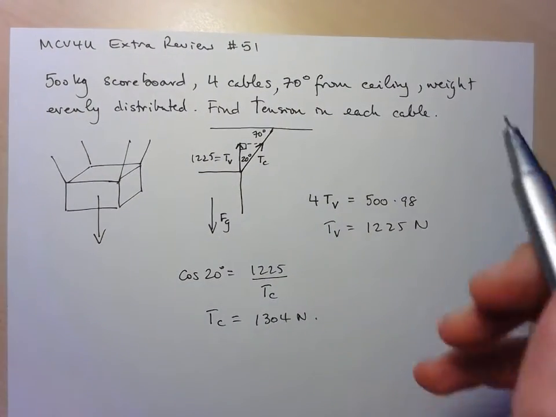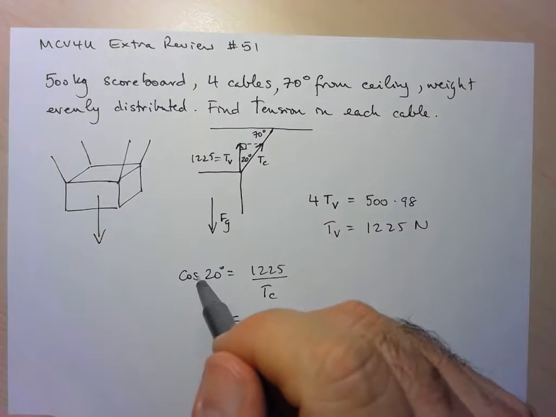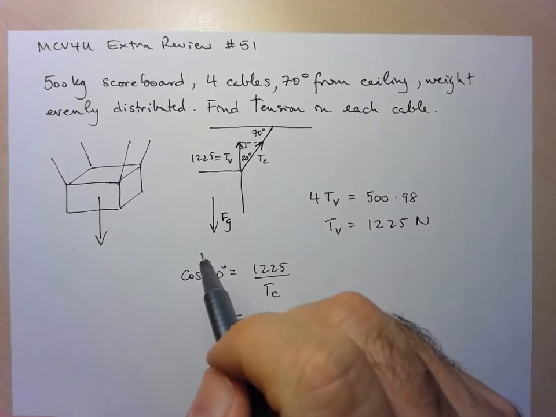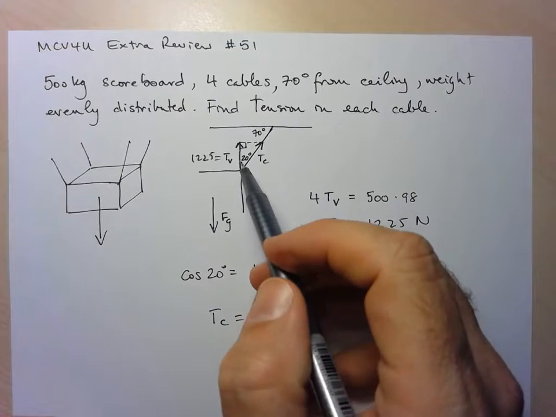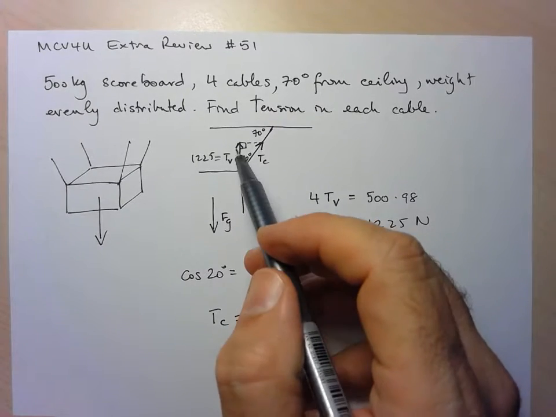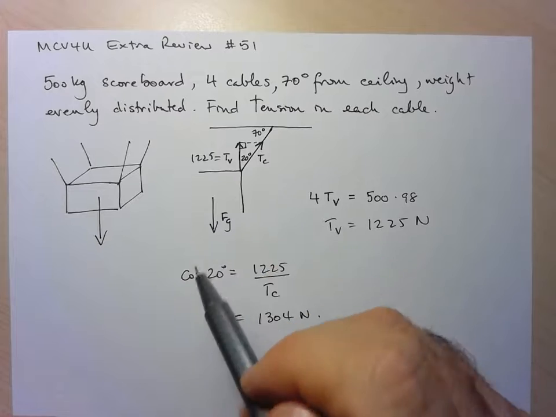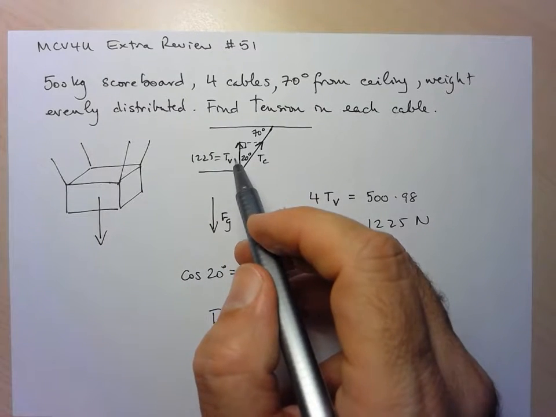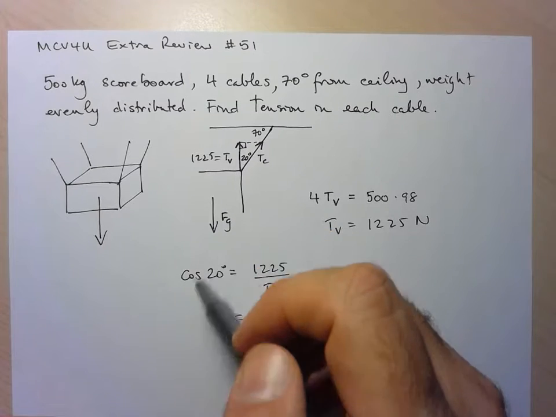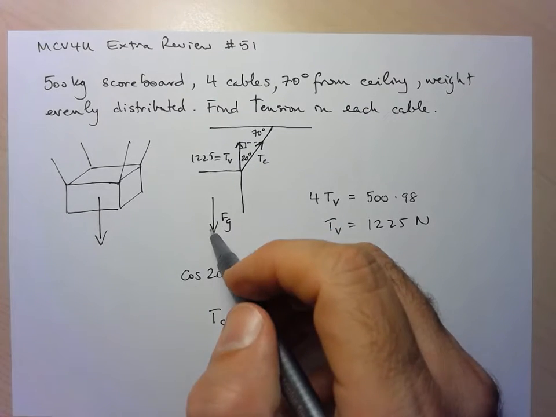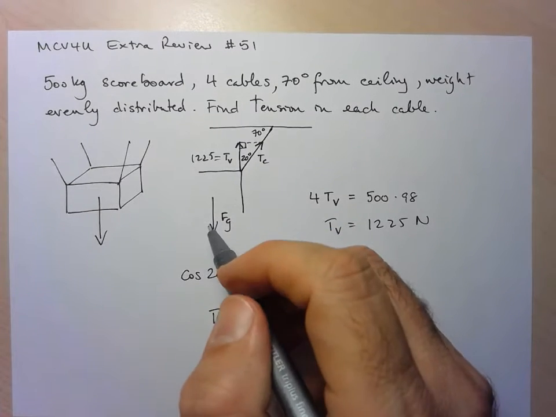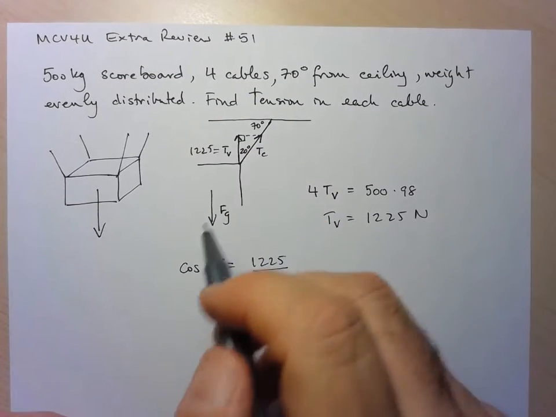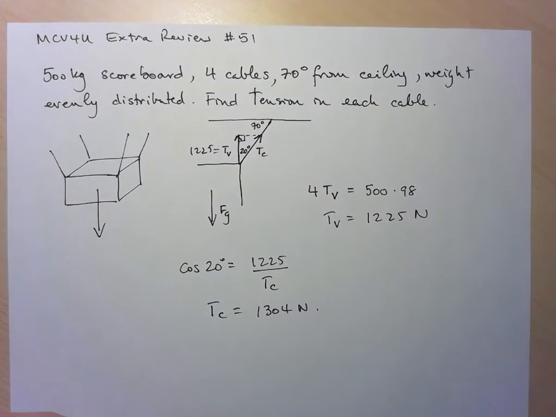So what made this problem relatively easy to solve was to realize that we only had to deal with 1 cable at a time, and then to realize that it was the vertical component of the tension in the cable that was helping to hold up this scoreboard. So 4 times these vertical components gave you the same magnitude as the force due to gravity. And then from there we were able to solve with some fairly straightforward trigonometry. Okay, that's it for this one.